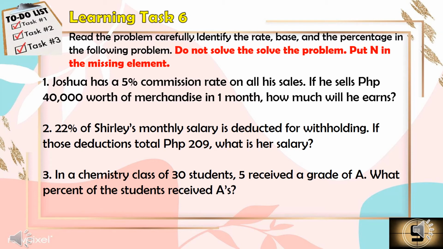Number 2, 22% of Shirley's monthly salary is deducted for withholding. If those deductions total 209 pesos, what is her salary? Number 3, in a chemistry class of 30 students, 5 received a grade of A. And what percent of the students received A's grade?